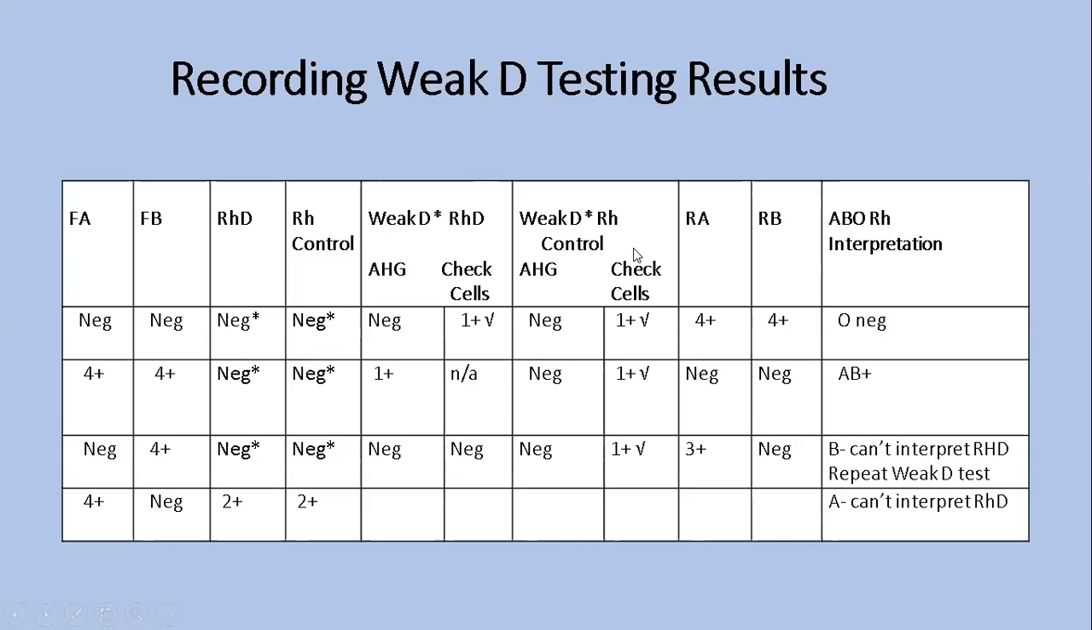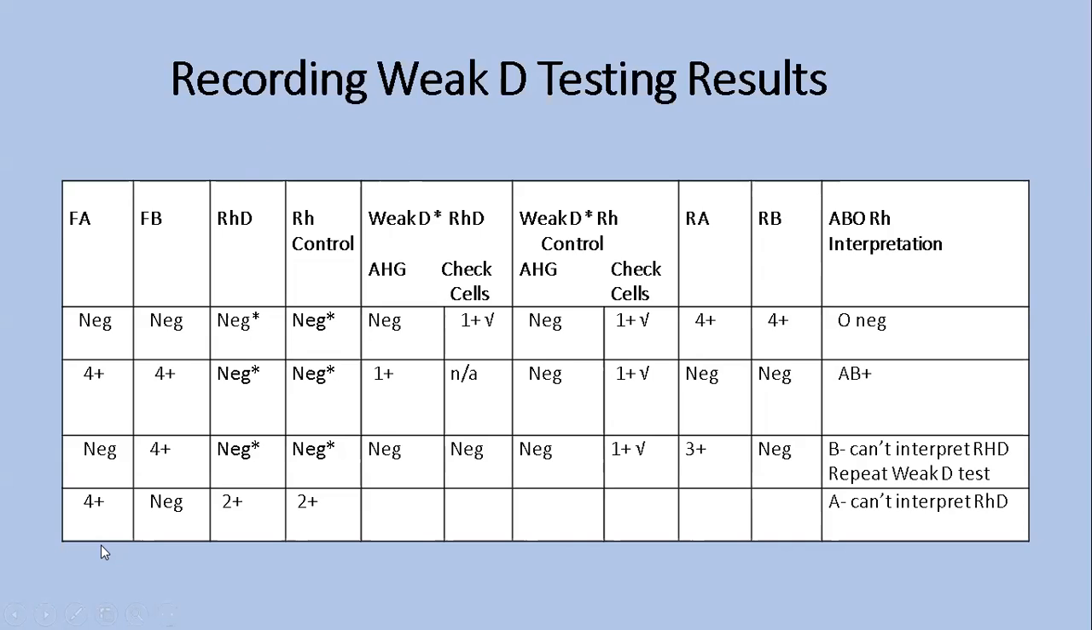So set up 2 new tubes with the RHD and the RH control, add a drop of anti-D and a drop of RH control, 1 drop of patient 3 to 5%, incubate, go through the whole step again, wash 3 times, and hopefully, the next time we do this test, we're going to get a reaction with our check cells. Because the check cells did not react, we really can't interpret what happened in this tube. Okay.